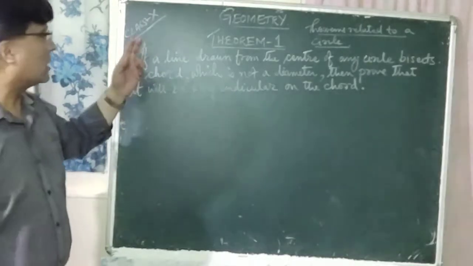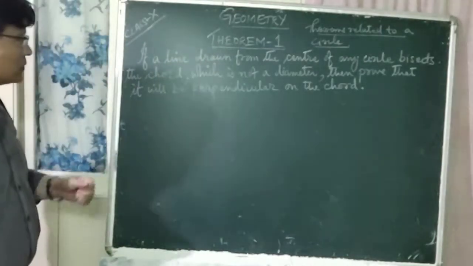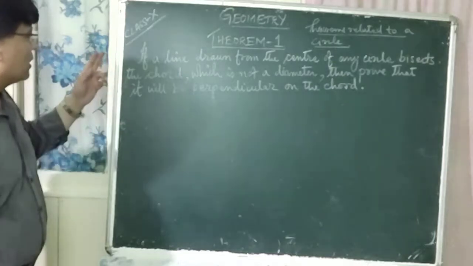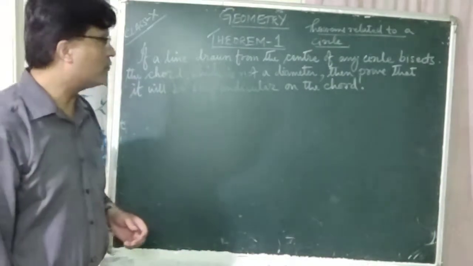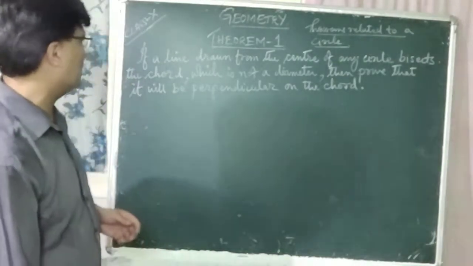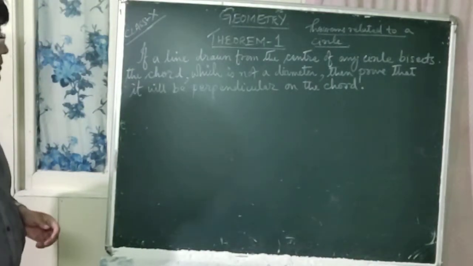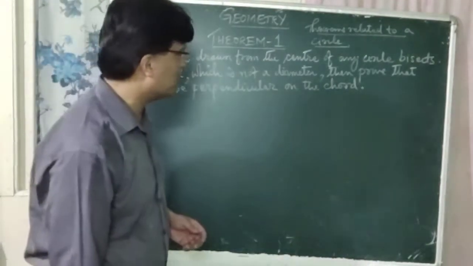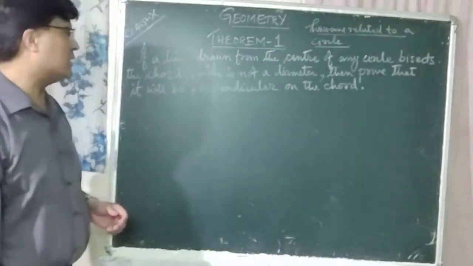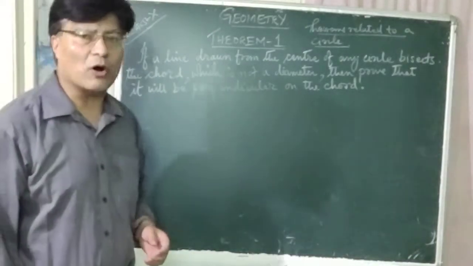Okay, so now theorem 1. What is theorem 1? If a line drawn from the center of any circle bisects the chord which is not a diameter, then prove that it will be perpendicular on the chord.